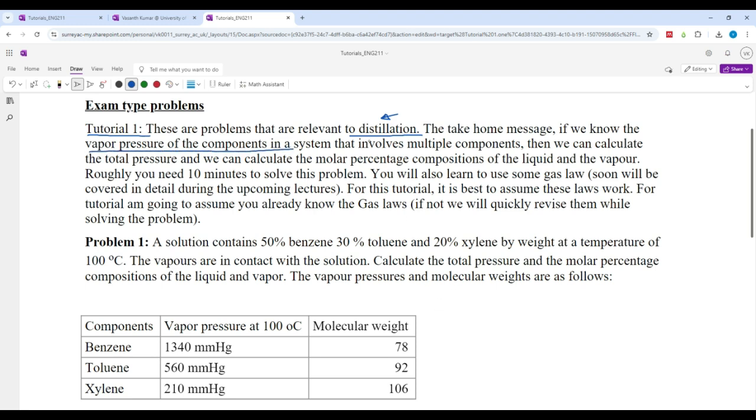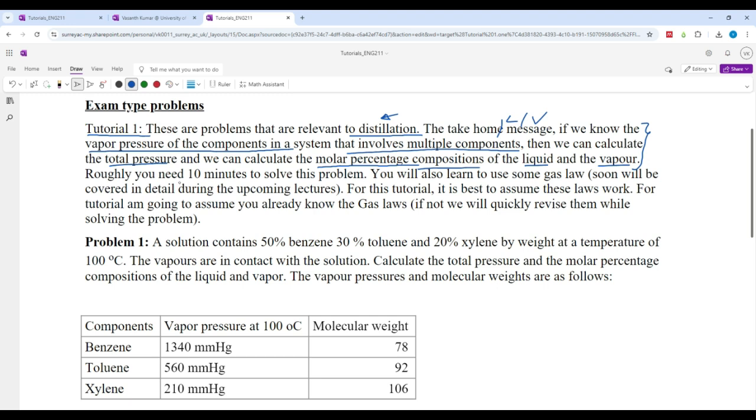So what we are going to do is get the vapor pressure of the pure component, and using that information, we are going to deal with systems that involve multiple components and two different phases, for example liquid and vapor. Then we will calculate something called the total pressure, and then some easy stuff like the molar percentage of the components in the liquid and on the vapor side. Once we solve the problem, we will know what I talk about.